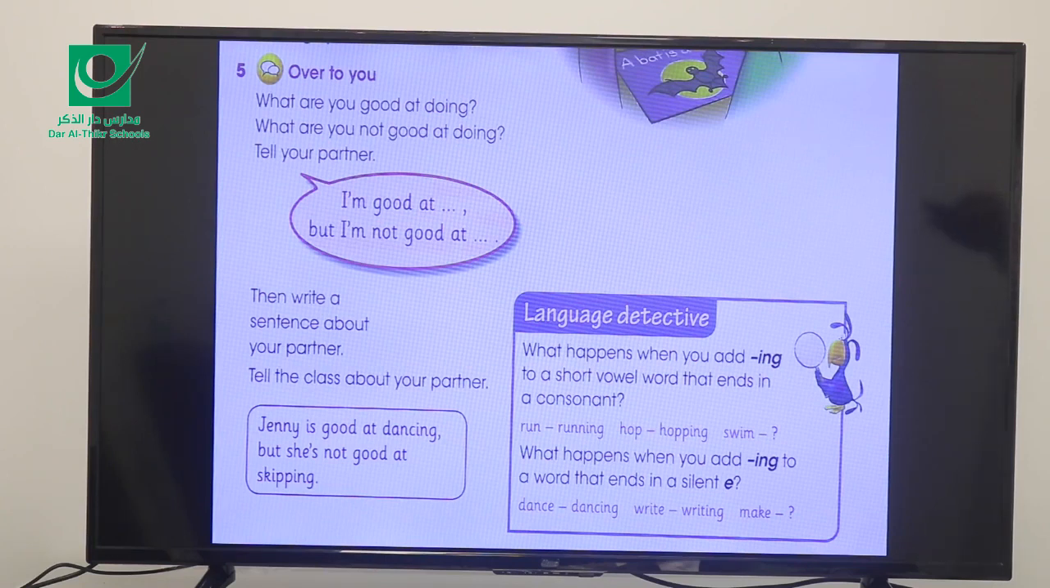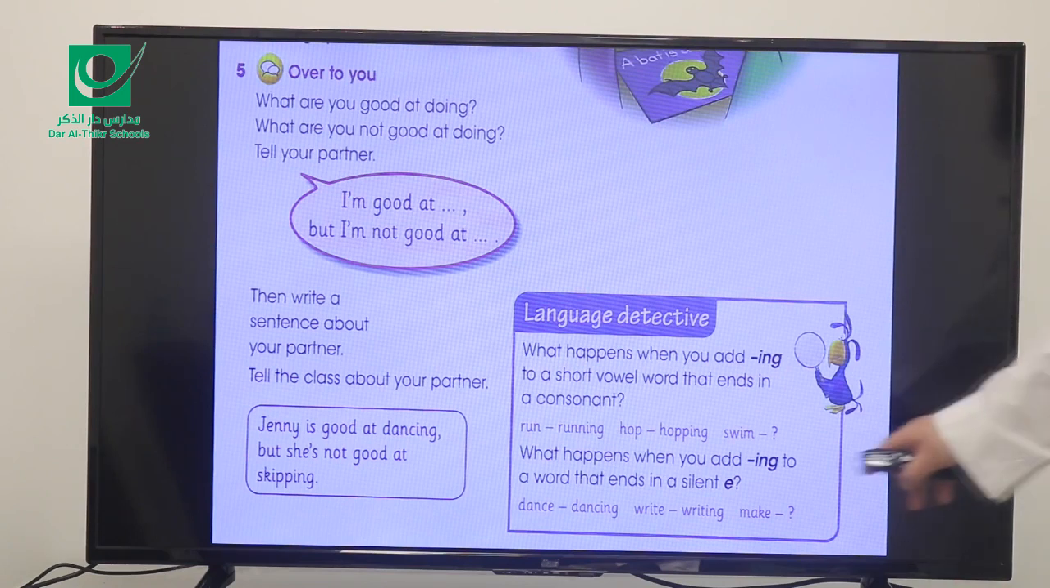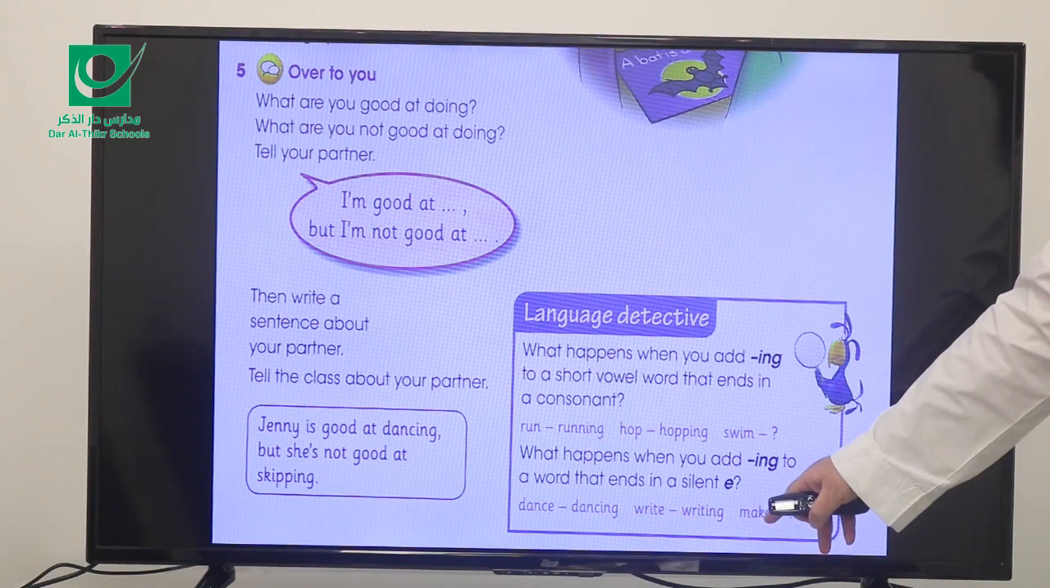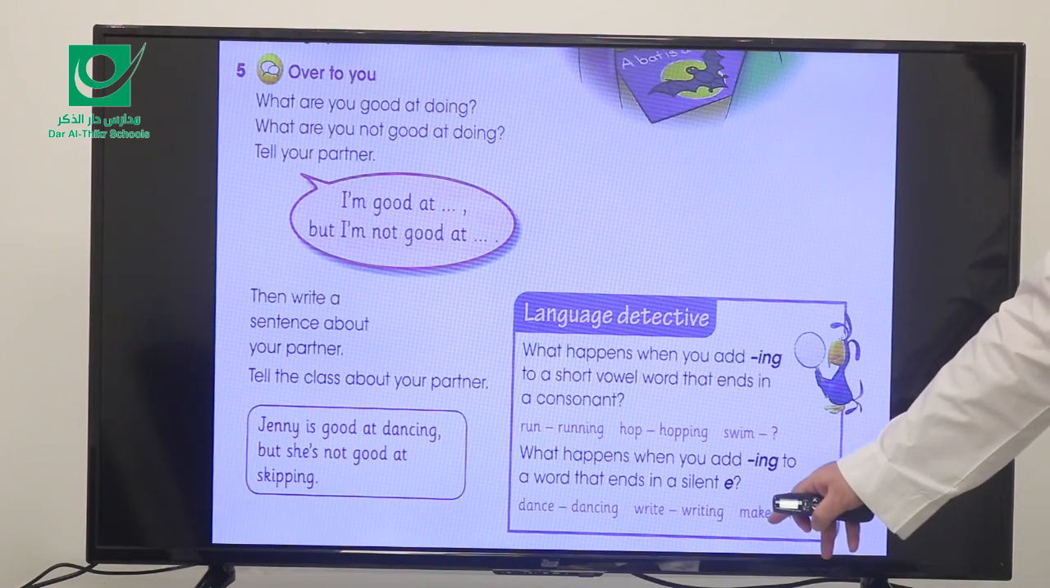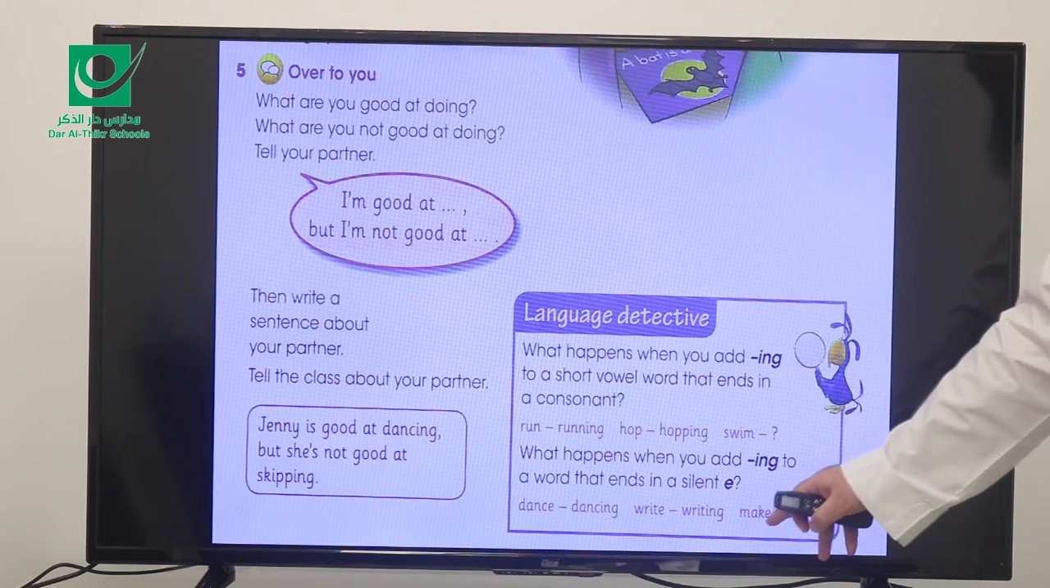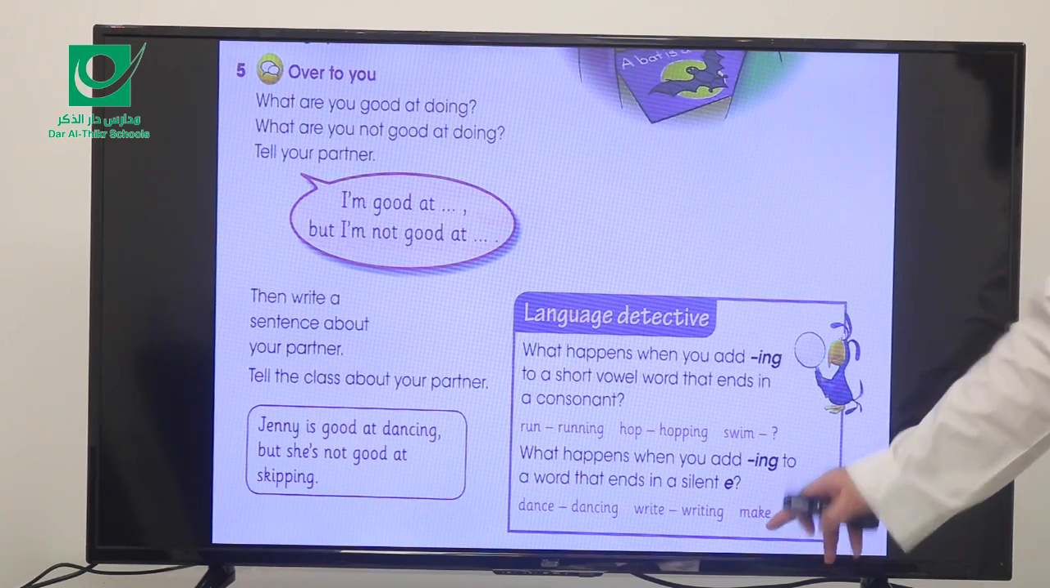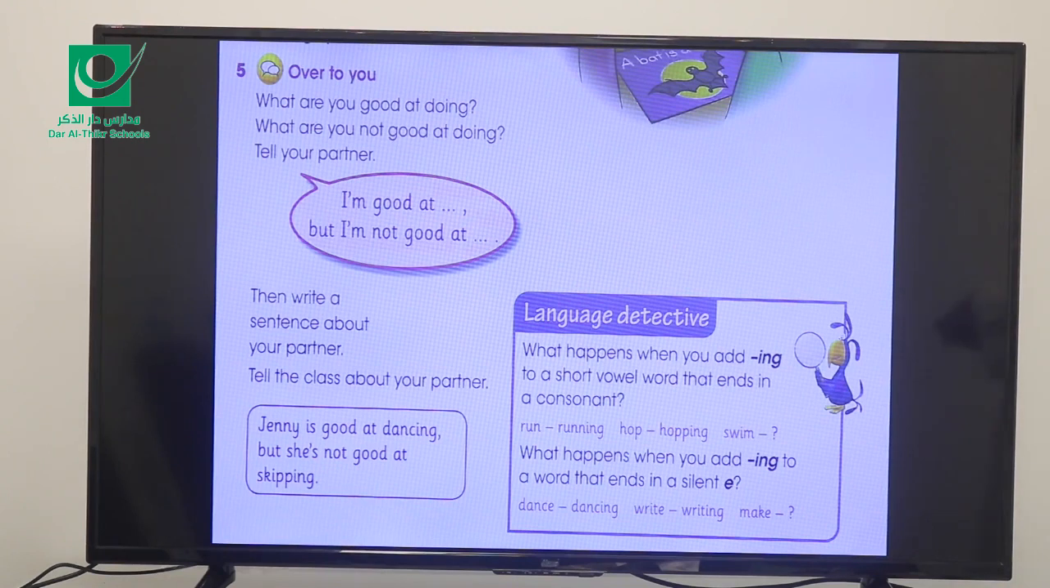D-A-N-C-I-N-G. Write, the verb write, as you can see in your book, ends with silent E. So again, if I want to add the ing, I delete the E and then put ing. And here you have the verb make. See, it ends with silent E. So again, if I tell you to make it with ing, you need to write the same verb, delete the E, then add ing. Okay, students?